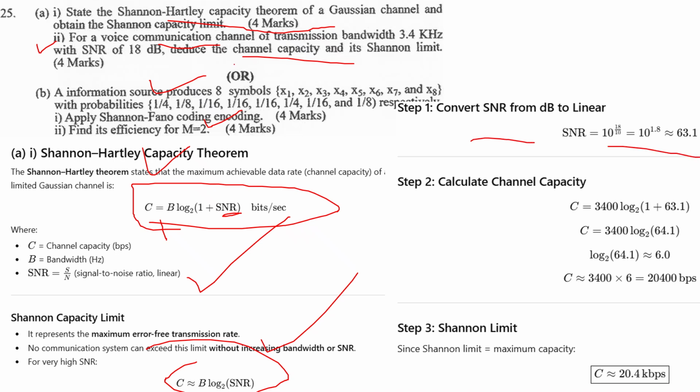Okay, from this numerical you can put the values of SNR and the bandwidth, and then you will get the C value, right? So here the bandwidth is given as 3.4 kilohertz, and SNR is also given as 18 dB, which you can convert from the dB scale to the power value, and then put it in, and you will get C. Finally the answer will be 20.4 kbps.